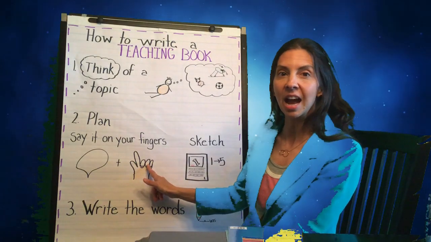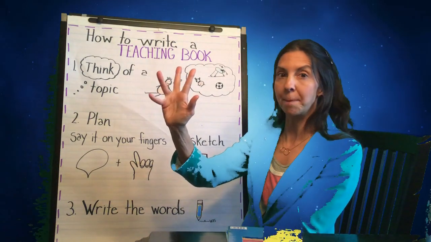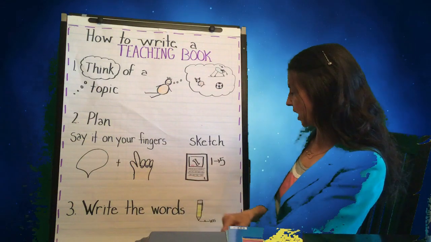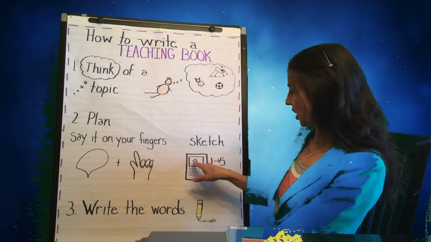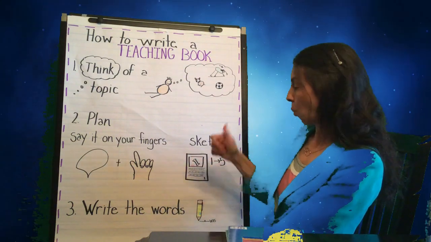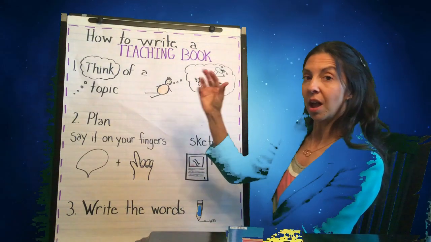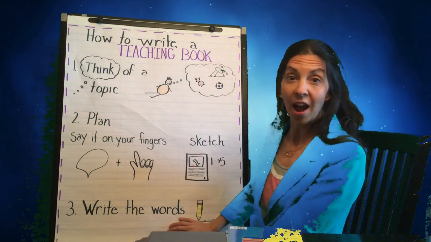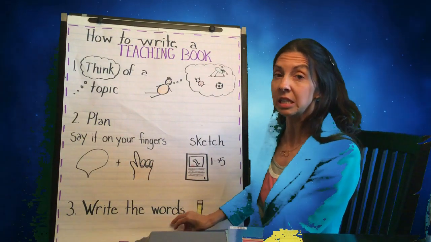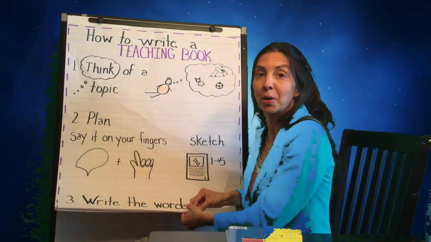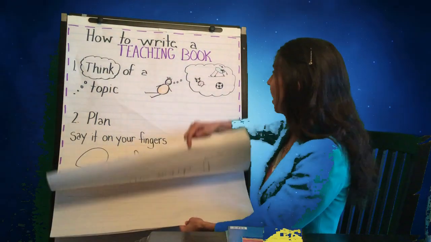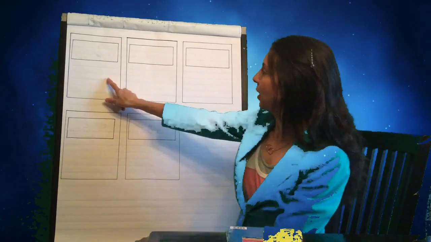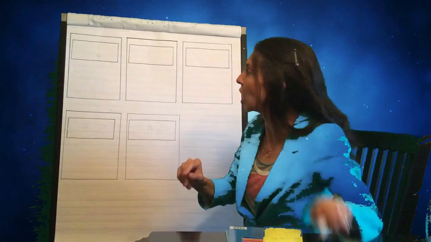Now it's time to sketch my plan across pages, just like this picture right here shows. You would sketch each picture 1, 2, 3, 4, and 5 fingers across 5 pages. You can find those pages in Seesaw, or you can use paper of your own. Either way, that would work just fine. I have my paper here ready for you to see on my chart.